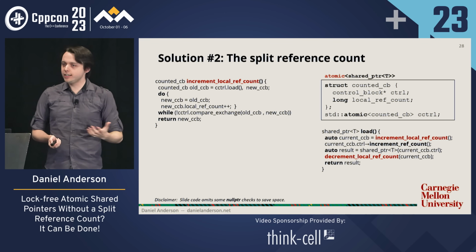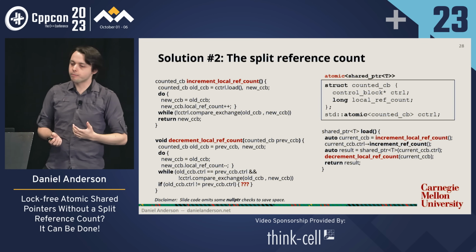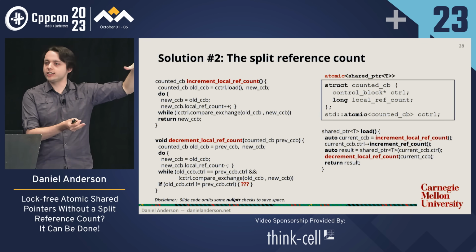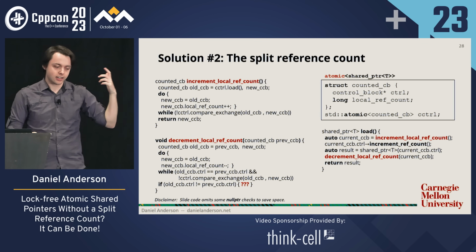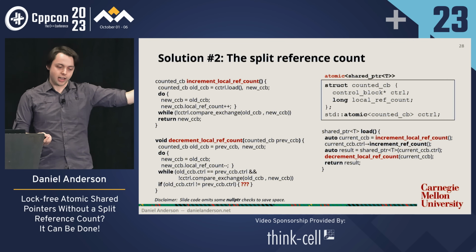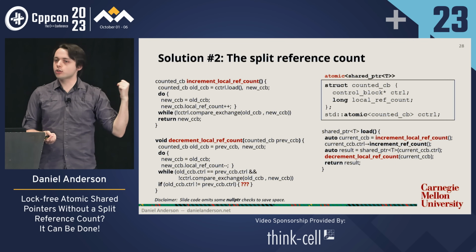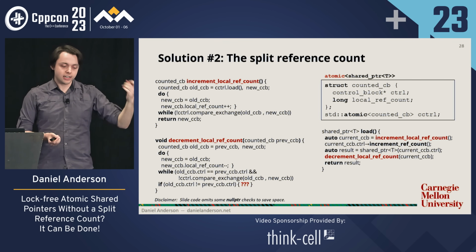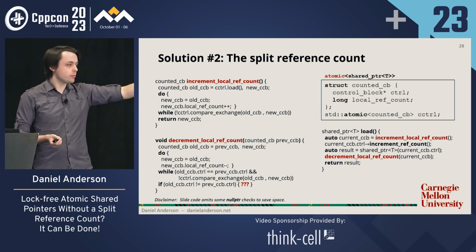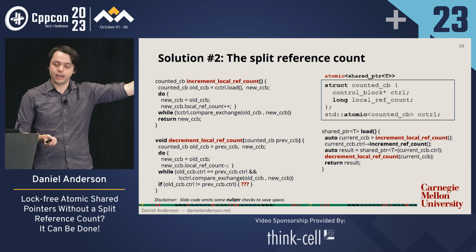So the slightly trickier part is how do we decrement? Well, the first half of decrement is kind of the same and it's roughly what you'd expect. Another compare exchange loop. We take the previous control block with the ref count, we decrement the counter, and we try to install it back with a compare exchange again. If we fail, we try again.